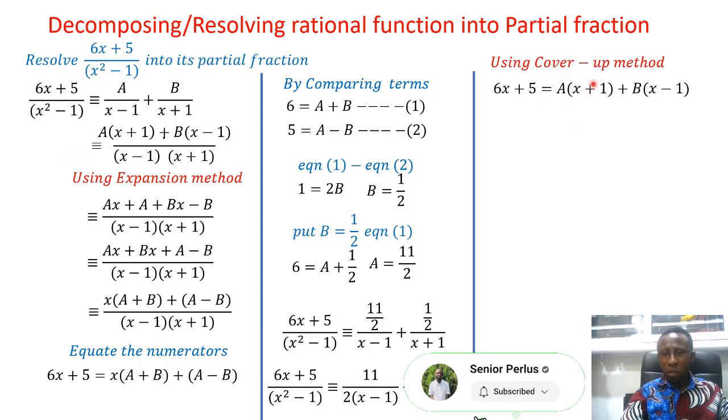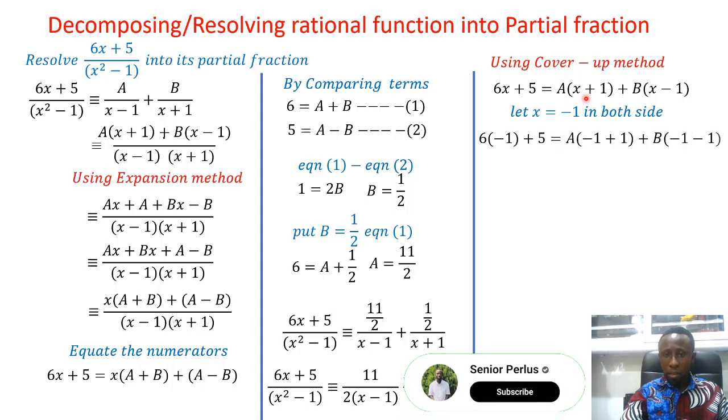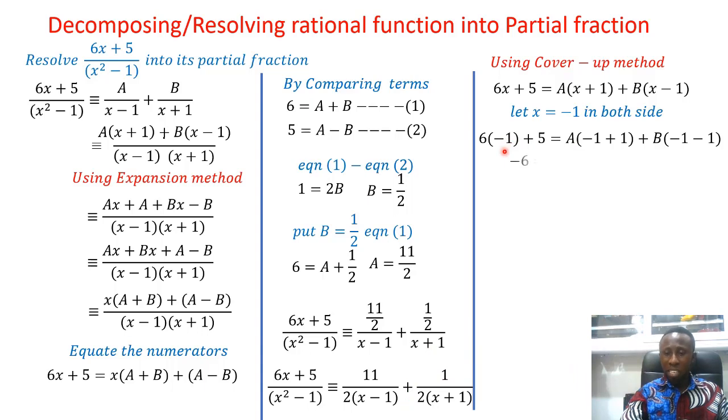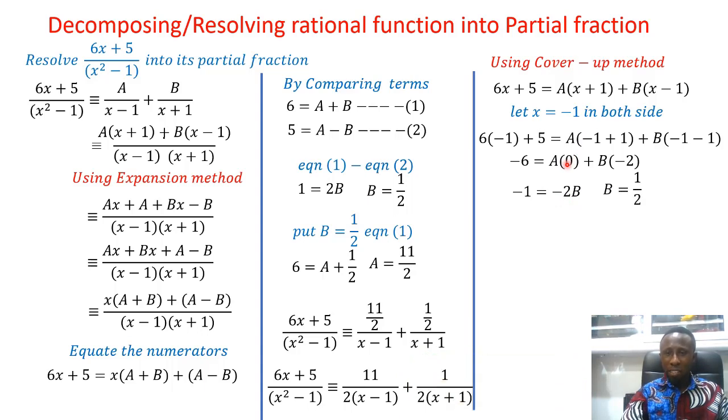Now I want this one of these to go to zero, right? So I'll let s equal negative 1. If s is equal negative 1, the a will go to 0 in both sides. So therefore, whenever I see s, I just put negative 1 there, simple as that. Then negative 1 equals negative 2b. So our a will go to 0. So therefore our b is 1 out of 2. Right? Then I know my b.